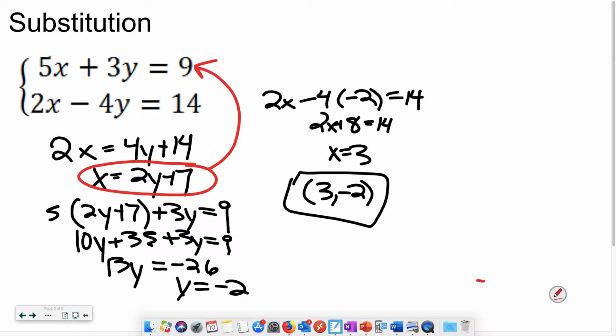How do you know if you have the right answer? Can you check? You betcha. You can plug it back in. 5 times 3 plus 3 times -2 equals 9. 2 times 3 minus 4 times -2 equals 14. You should know that you have the right answer. Okay? Let's talk about how to graph these.